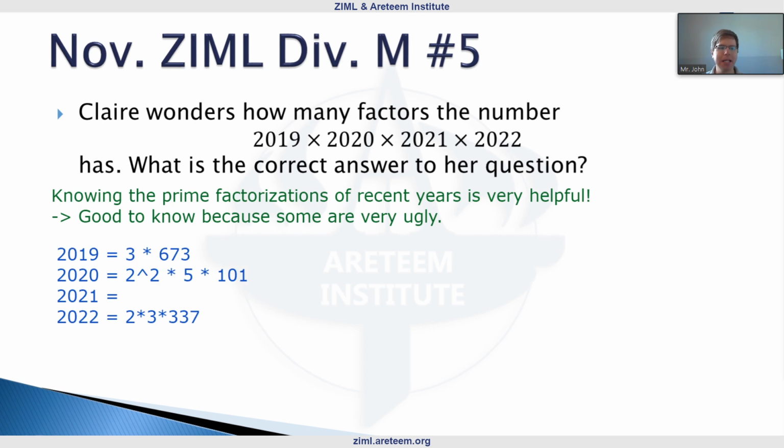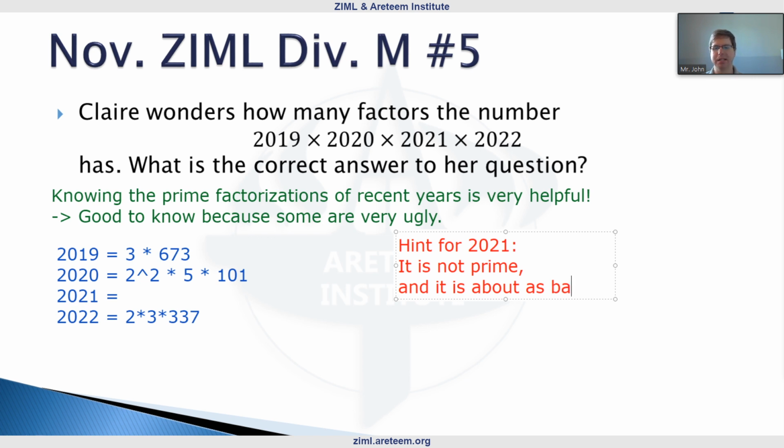Now, my hint for 2021, and I'll erase this in a second: it is not prime, and it is about as bad. It is like the worst case in terms of factoring there. So what do I mean by worst case in terms of factoring?